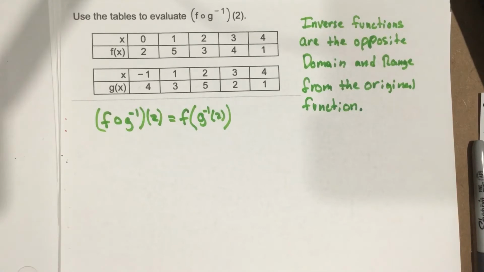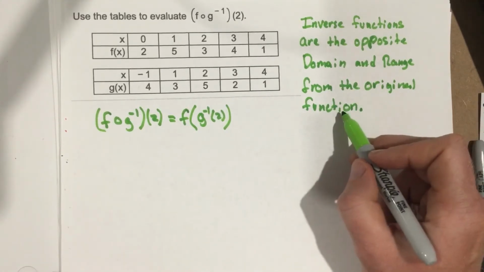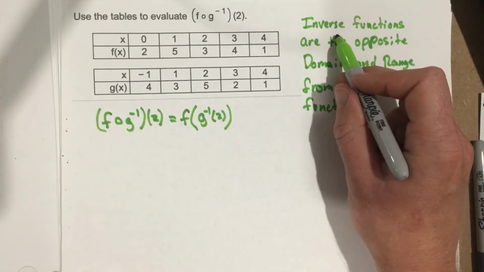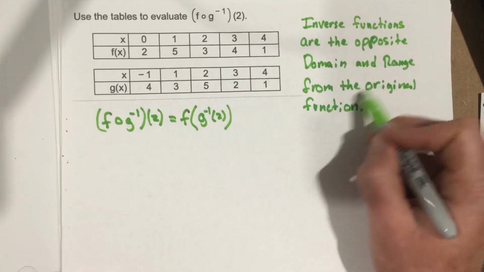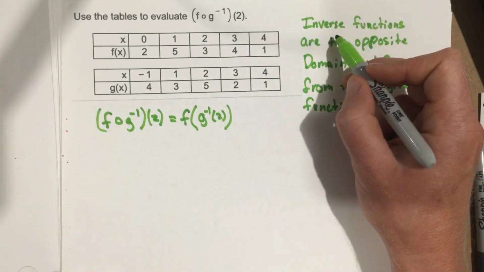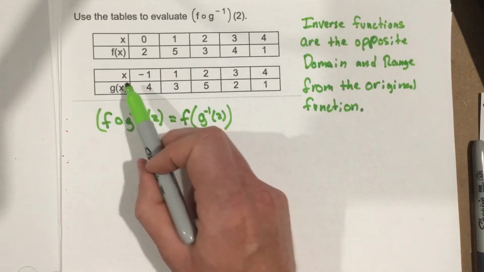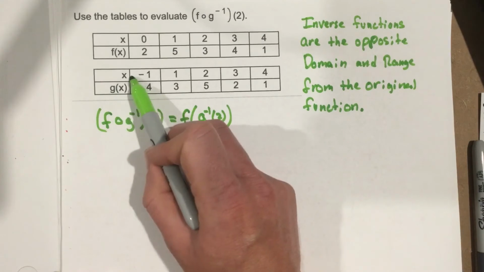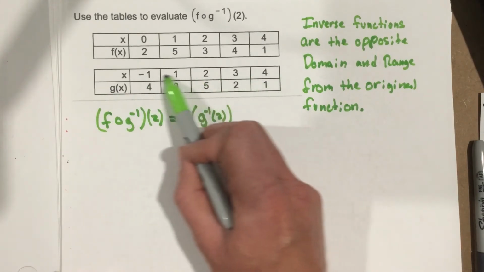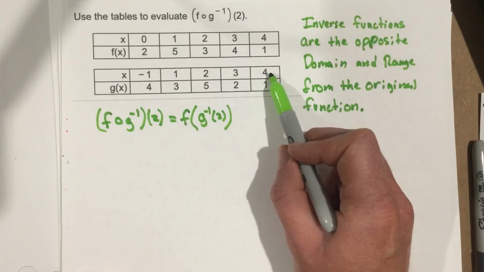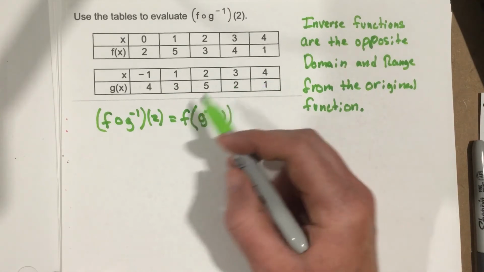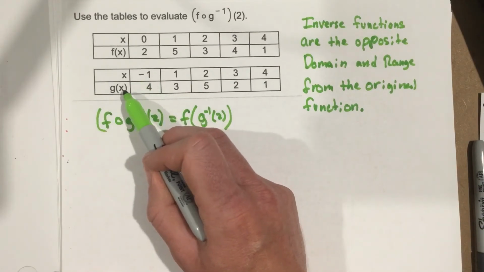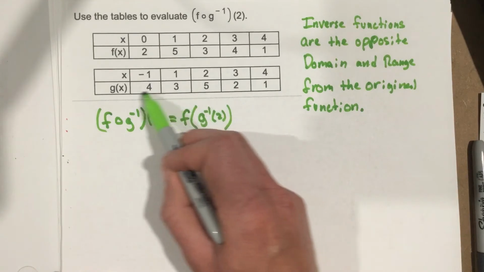That if I have an original function that outputs a 2, well, that output of 2 is actually the input for the inverse function. And the input for the original function is the output for the inverse function. So when we're looking at this x and g of x, for the g of x function, this row is the inputs. But for the inverse this has swapped. So the inverse's input is actually the g of x spot.